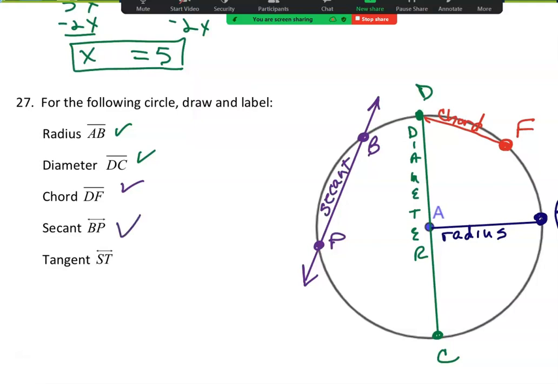We have one more to do, and that's a tangent. Tangent only hits the circle one place. So I'm going to draw a point here, and I'm going to draw a line. Tangents and secants are both lines. I indicate a line by the arrowheads, and I need 2 points, so it has to be ST. So why not make this S off the circle, and then the point of tangency is ST, and this brown line is a tangent line. Okay? And that completes the video.